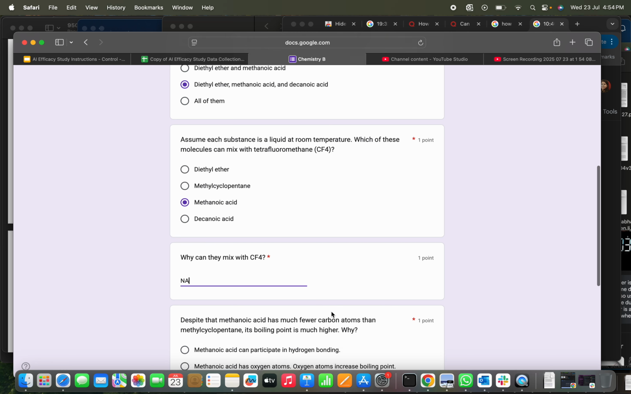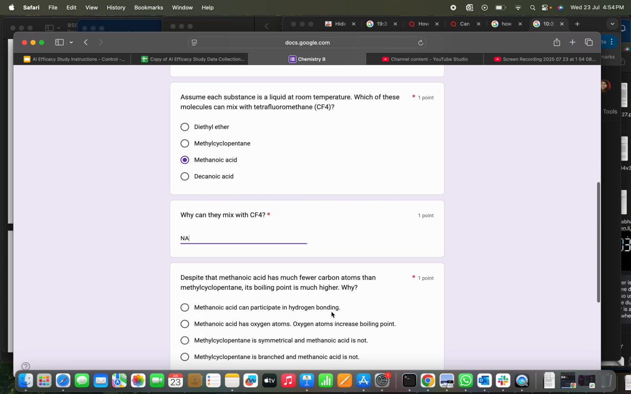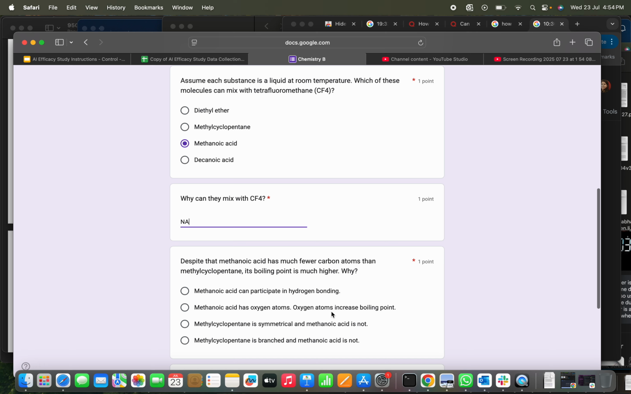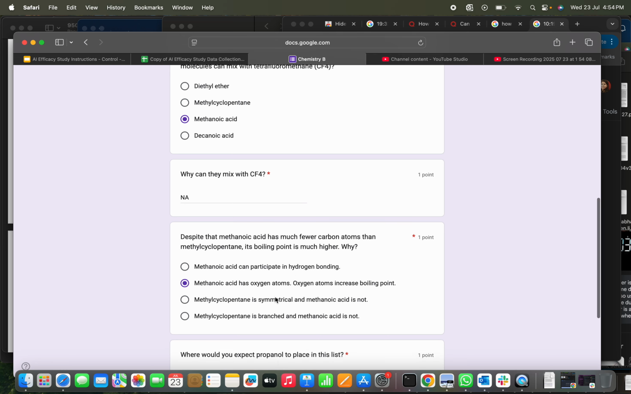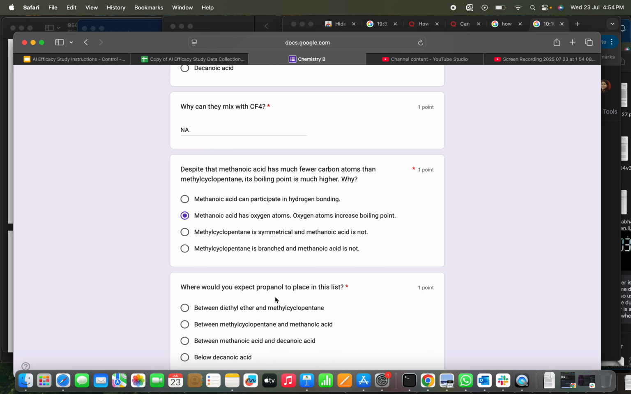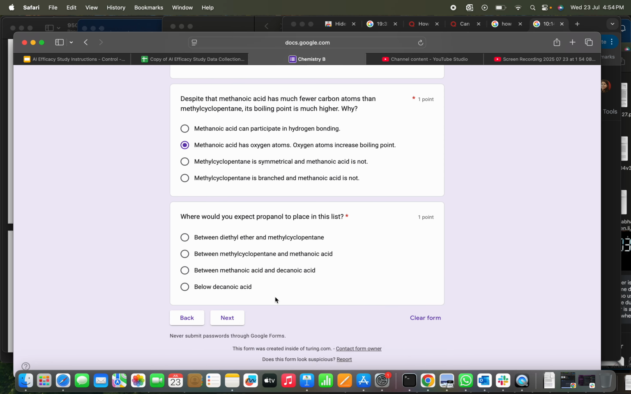Despite methanoic acid having much fewer carbon atoms than methyl cyclopentane, its boiling point is much higher. I'll go with oxygen because oxygen increases the strength of the bond. Where would you expect propanol to be placed? Propanol. I don't know what propanol is. I'll go with A.